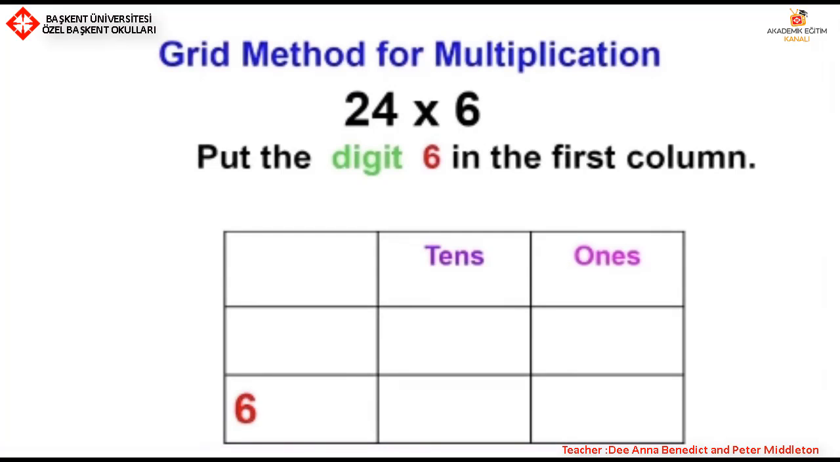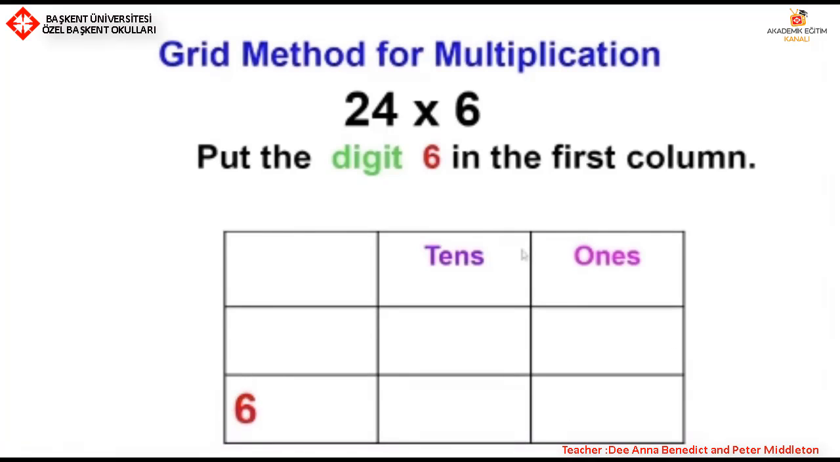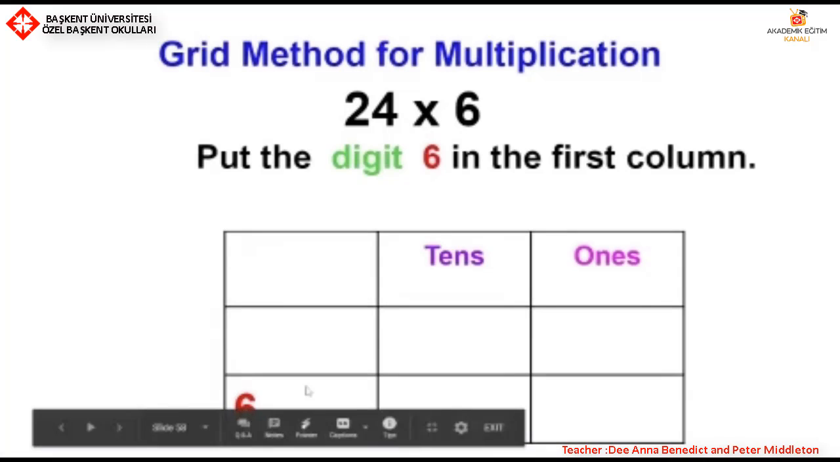The grid method for multiplication is one way to multiply 2 digits by 1 digit. Here's how we do it. First, make a grid that looks like this. Label the tens column and the ones column. Now, for 24 times 6, put the 6 in this column.